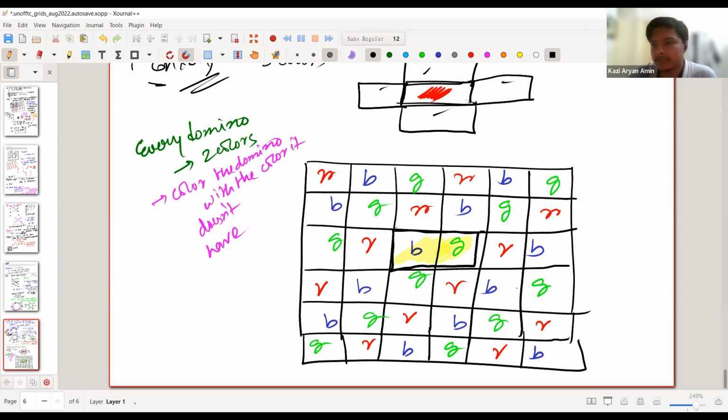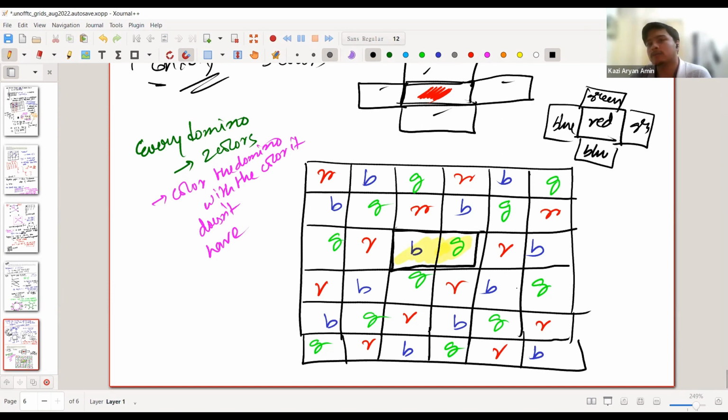So now look at this guy. This square has a red color, right? But the square above it has a green color. The one next to it has a green color. The one next to that has a blue color, and the one below it has a blue color. So this works out.